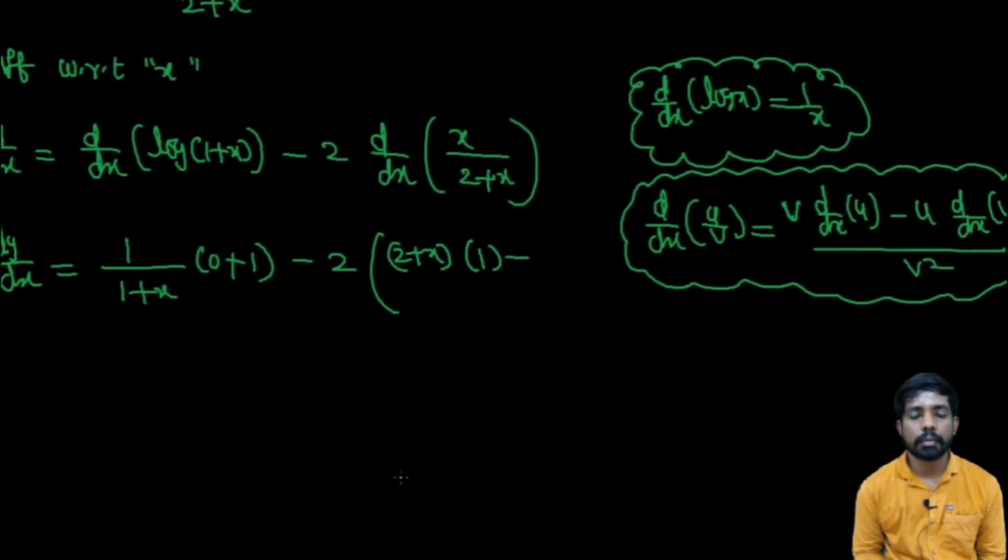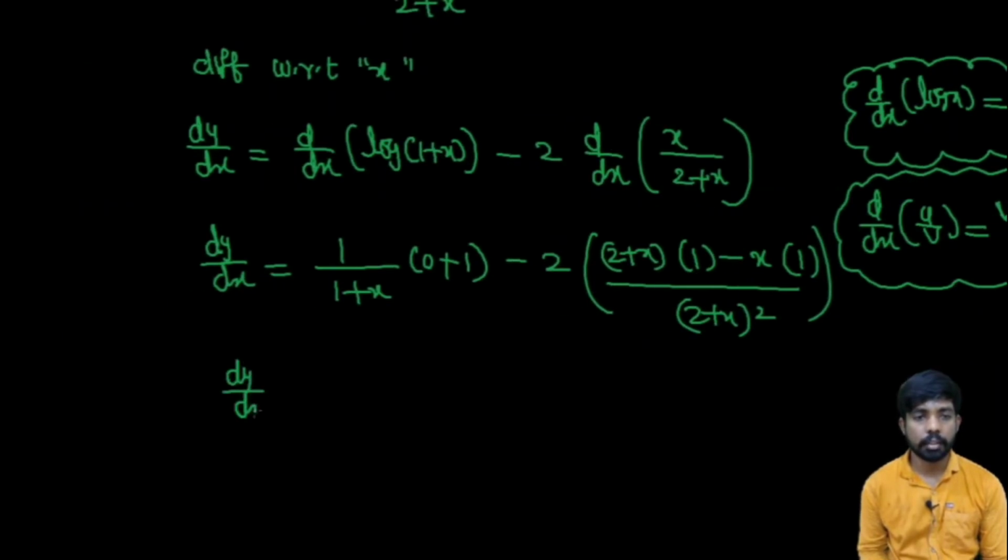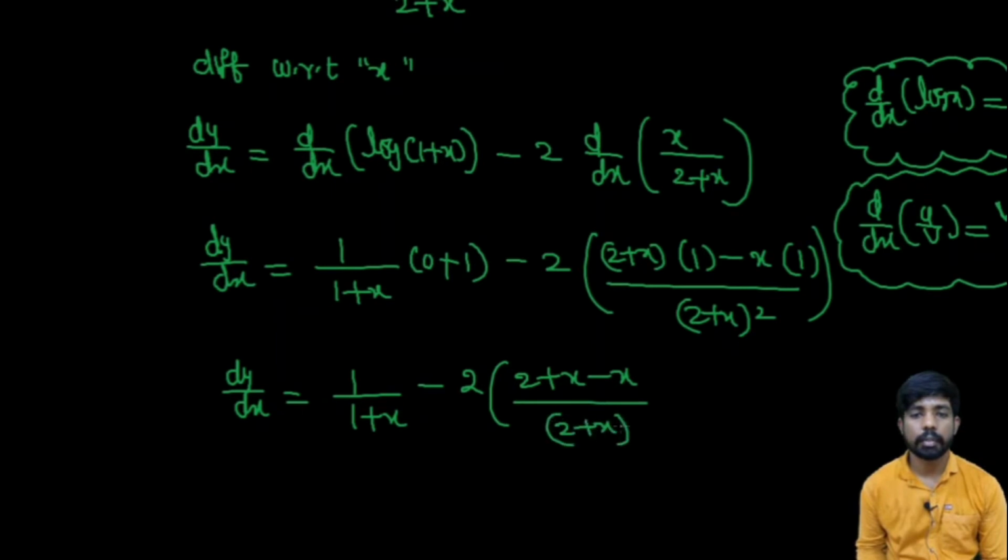Minus, so here v u dash minus u v dash, u differentiation of 2 is 0, x differentiation is 1, by v square, 2 plus x whole square. Okay, now dy by dx is equals to 1 by 1 plus x minus 2 into 2 plus x minus x, 2 plus x minus x by 2 plus x whole square.